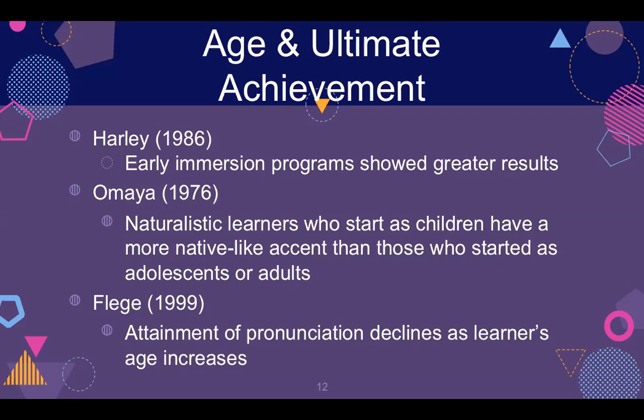Omaya said that naturalistic learners who start as children have a more native-like accent than those who started as adolescents or adults. This one's generally agreed upon in current research as well, though there are exceptions. And Fledge said attainment of pronunciation declines as learners' age increases, which goes along with Omaya's study about accent and pronunciation. So the earlier you start, the more likely you are to have a native-like pronunciation.